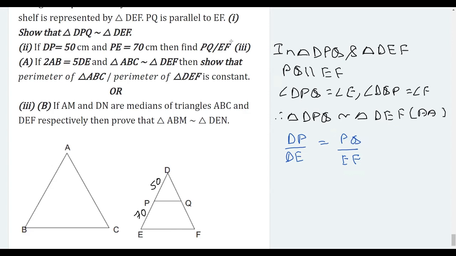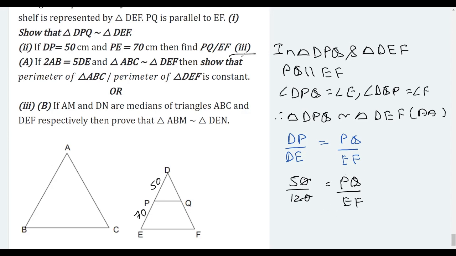From the figure, you can clearly see that the length of DP is 50. So I'll write 50. The length of DE is the sum of these two, 50 plus 70, that is 120, is equal to PQ over EF. So we don't have to reduce it further. We can straight away say that this is a constant here.